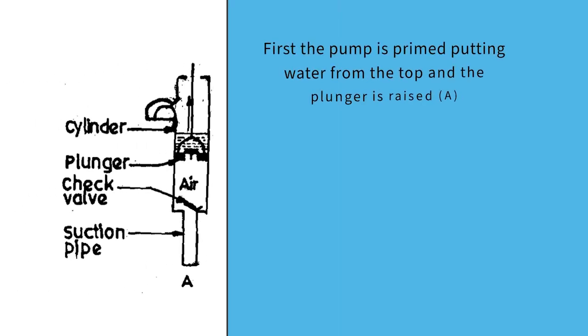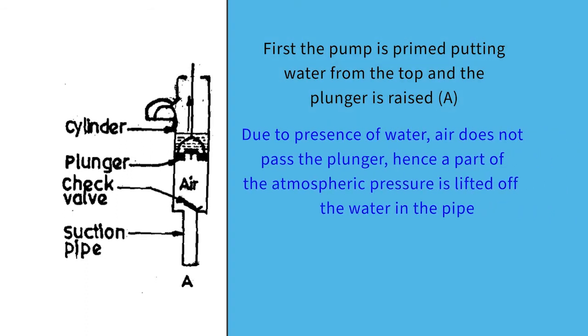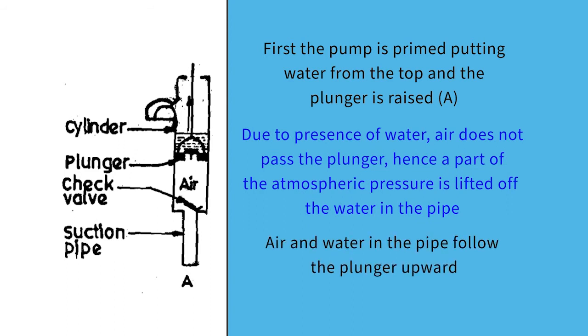First the pump is primed by putting water from the top, and the plunger is raised. This is position A, shown in the figure on the right side. Due to the presence of water, air does not pass the plunger, hence a part of the atmospheric pressure is lifted off the water in the pipe. Air and water in the pipe follow the plunger upward.